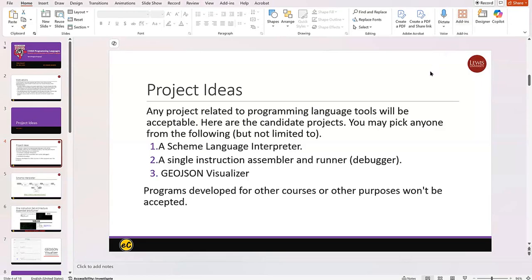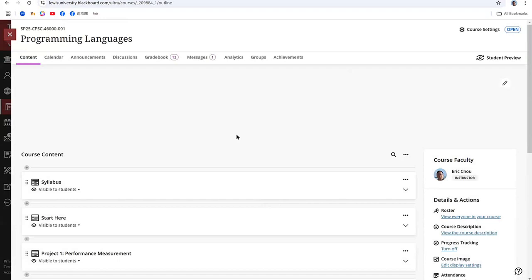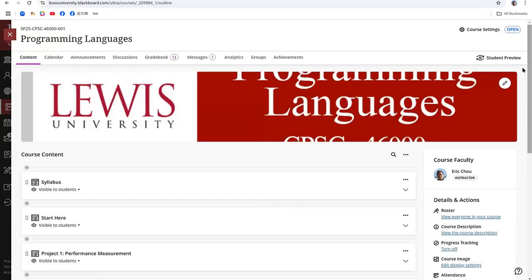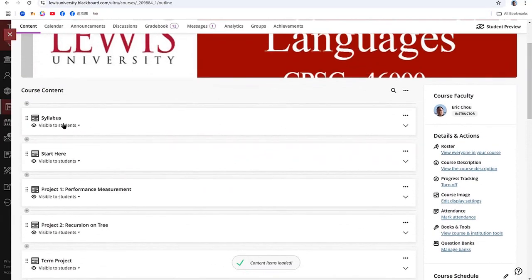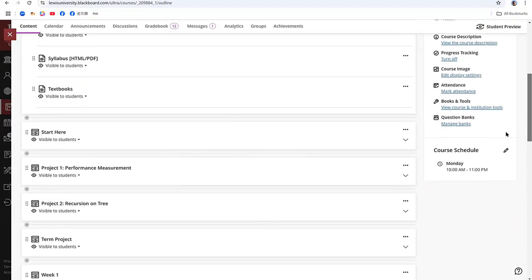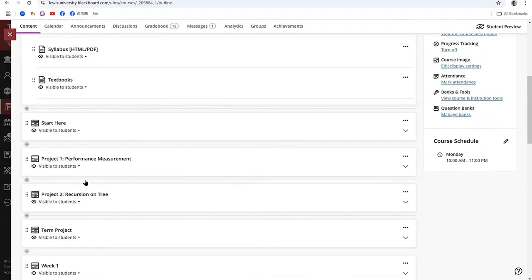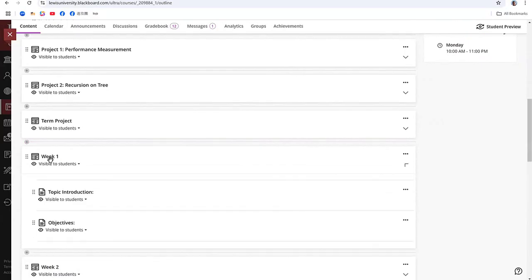Any other questions? No? If not, I'm going to go over the course shell. Every year we have this course shell. You start with the syllabus. There's a syllabus, and you can look at the syllabus and textbook link. And then there is a project description as well. You start from week one, so that assumes that you started from week one.